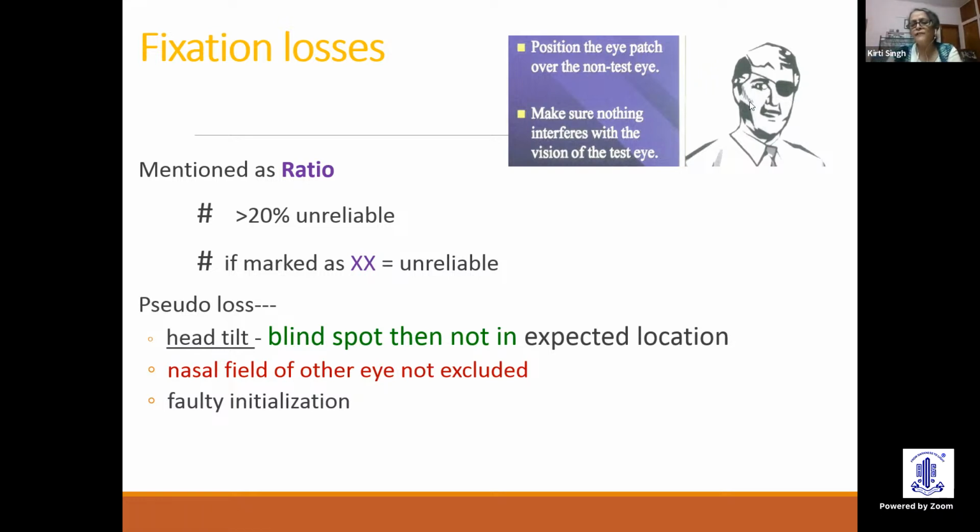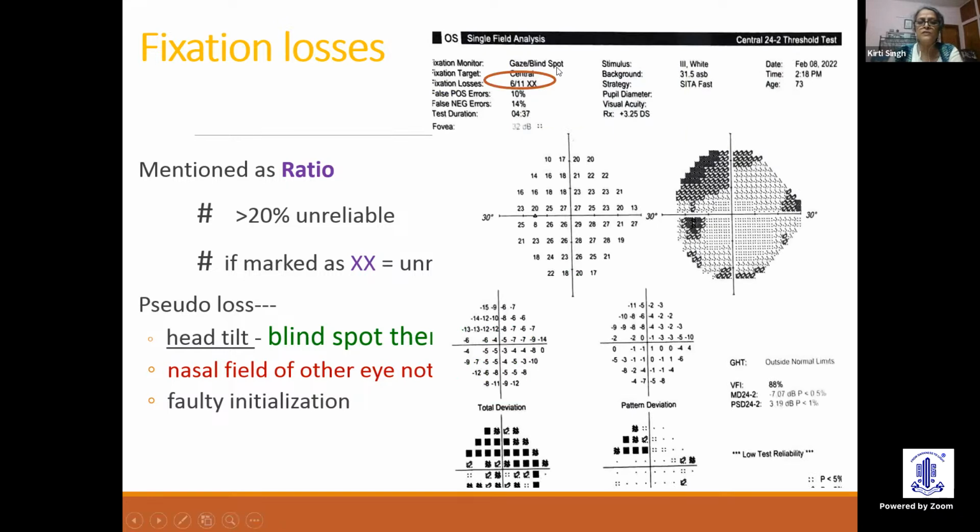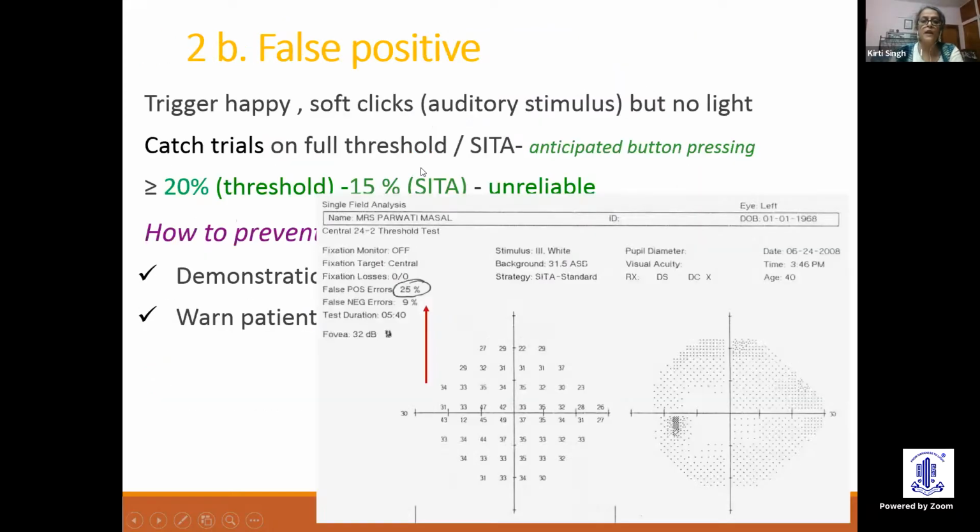If the nasal field of the other eye has not been included, or there is faulty initialization. So this is fixation losses. As I said, double cross would be there. Therefore, you will interpret this field as an unreliable field. Yes, it is showing some changes from the blind spot, but I would like to do this field again because this is not a reliable field.